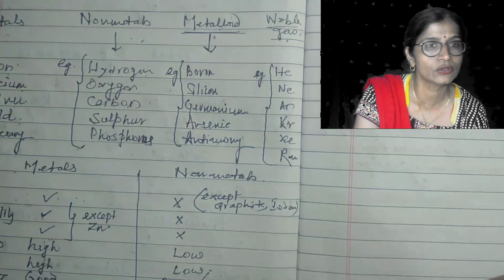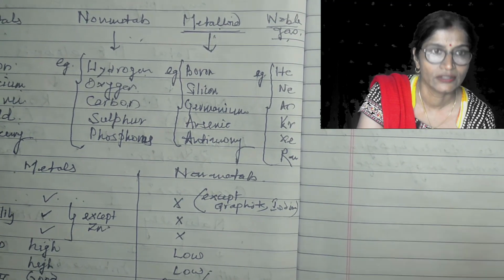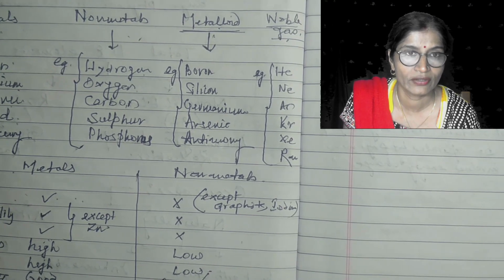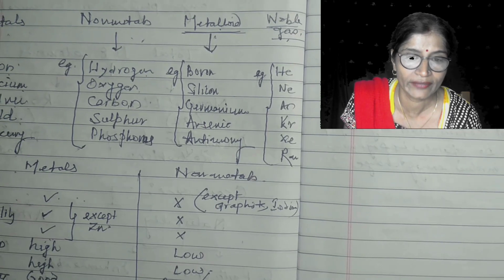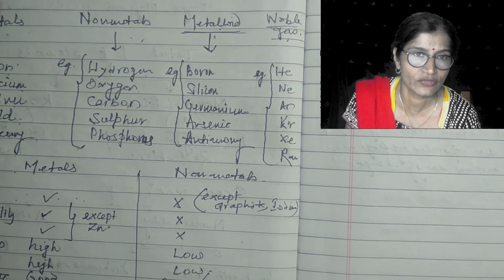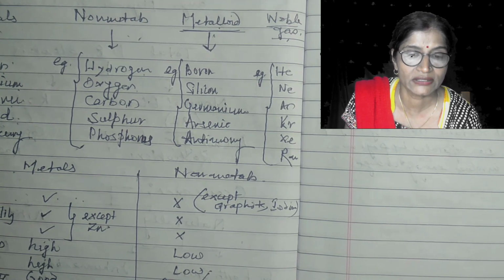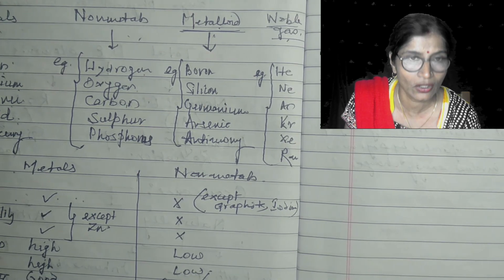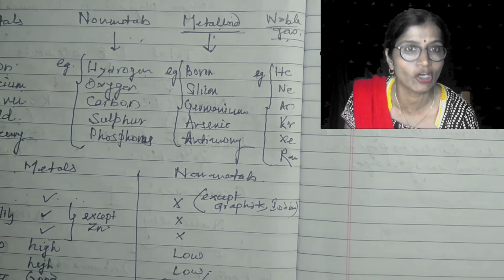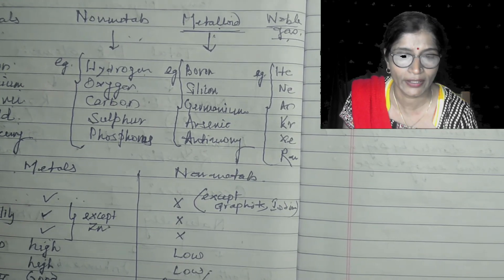Next one is the noble gas. Noble gases are also known as the inert gases. Inert means lazy. So they are least reactive. They are unreactive or inert and occur in traces in the atmosphere. That is why they are known as inert gas, rare gas or noble gas: inert because they are unreactive, and rare because they are present in traces in the atmosphere.